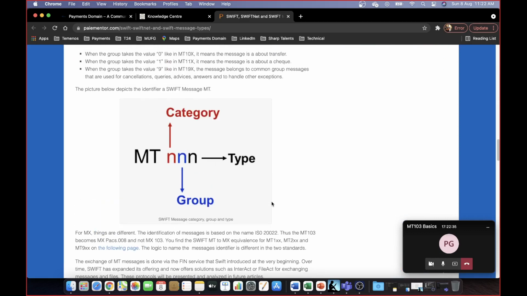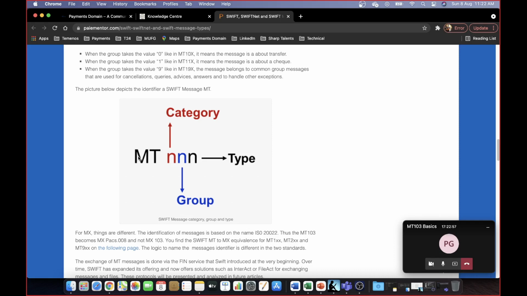The MT message will have 5 characters. The first 2 characters are MT, and then you have a 3-digit number. The message that we are going to discuss today is 103. The MT message's name is MT103.